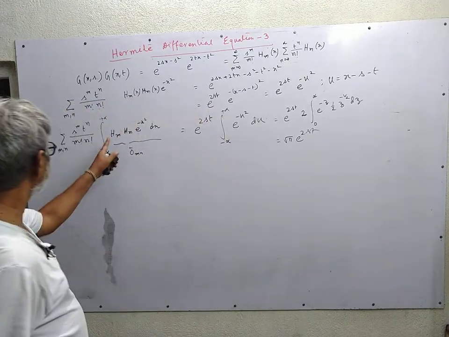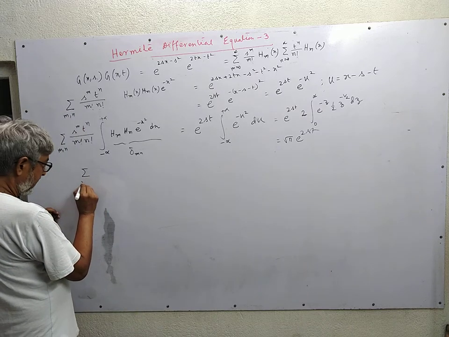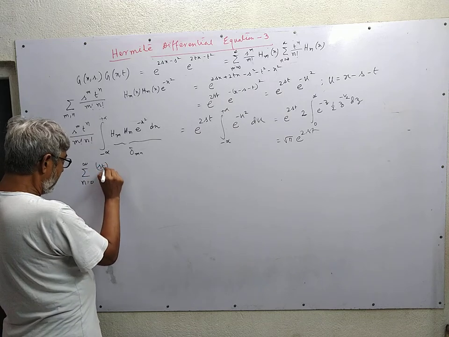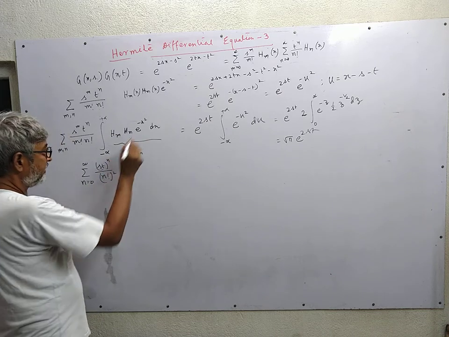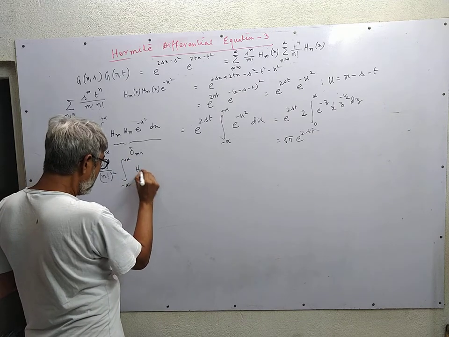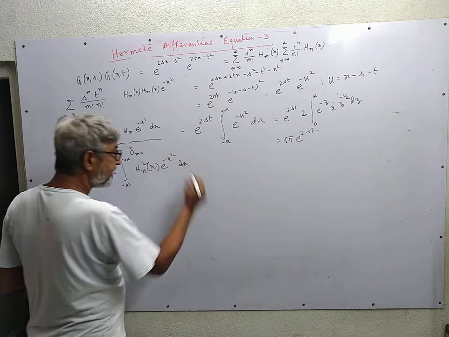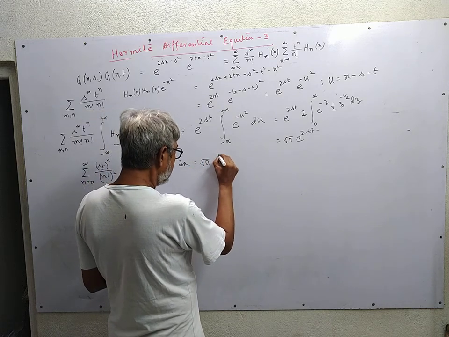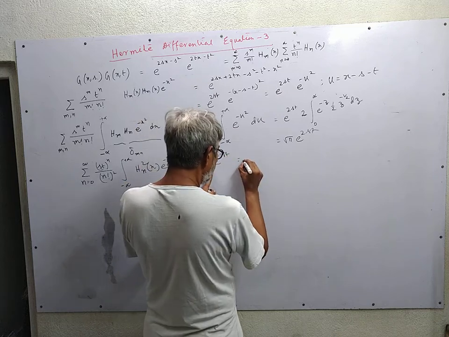On the left hand side we will have a single sum, n equal to 0 to infinity, (st) to the power n over n factorial square, the integral of Hn square of x e to the power minus x square dx, which is equal to root pi e to the power 2st. We expand it in Taylor series.